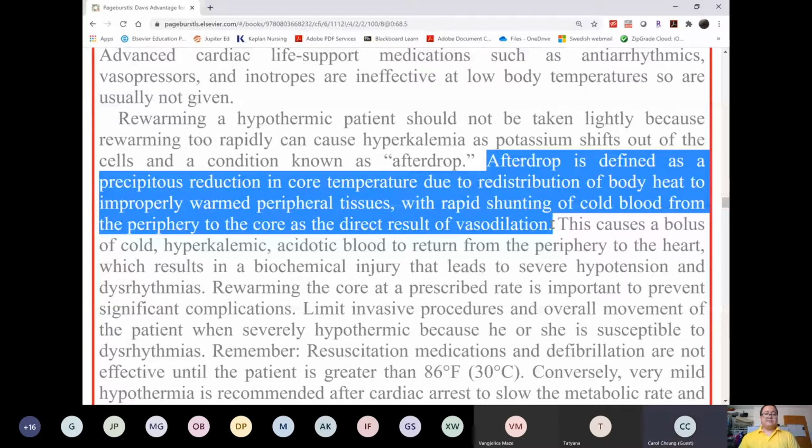Trunk. Okay, so you should start actively rewarming the core. The trunk should be rewarmed as a priority. I'm not saying you don't rewarm the extremities, but focus the rewarming on the core, right? That way, when blood circulates, you don't get the afterdrop.